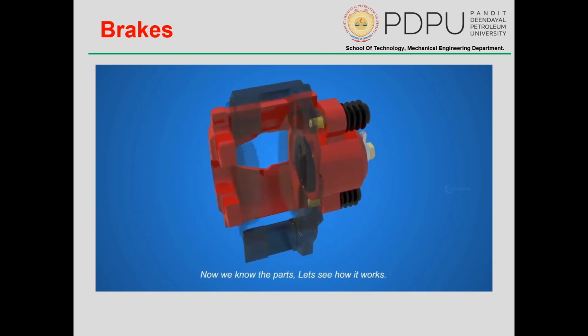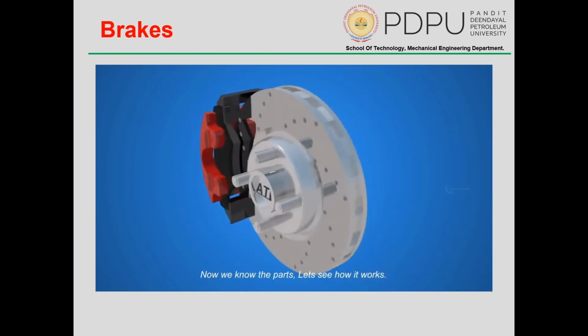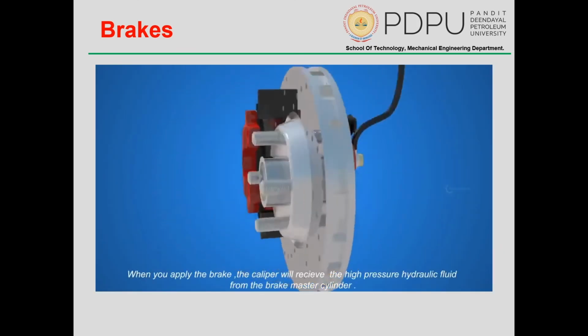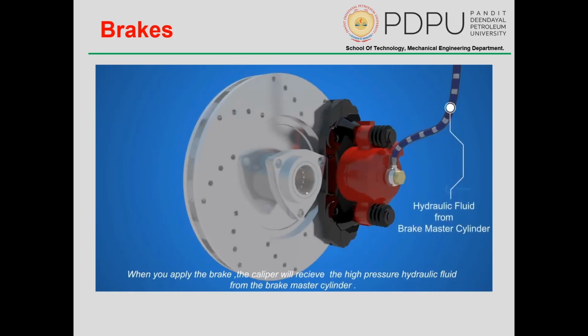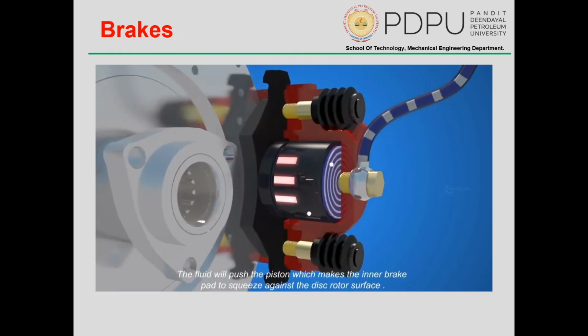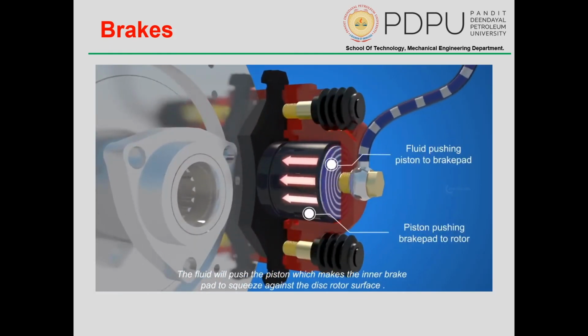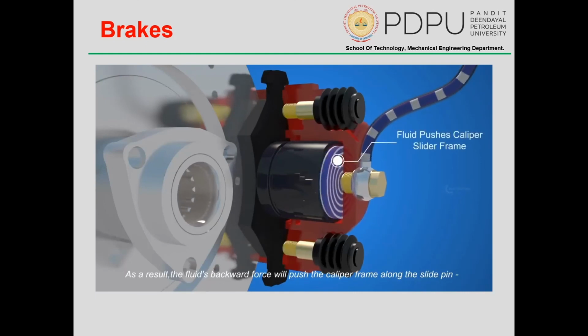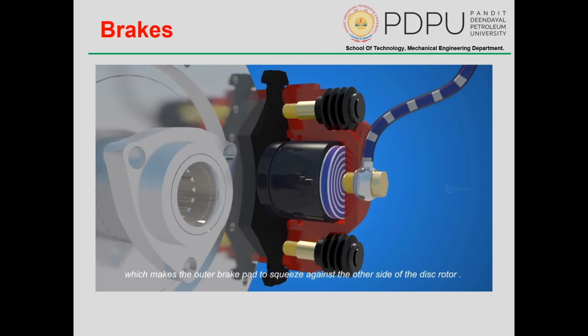Now we know the parts, let's see how it works. When you apply the brake, the caliper will receive the high-pressure hydraulic fluid from the brake master cylinder. The fluid will push the piston, which makes the inner brake pad squeeze against the disc rotor surface. As a result, the fluid's backward force will push the caliper frame along the slide pin, which makes the outer brake pad squeeze against the other side of the disc rotor.